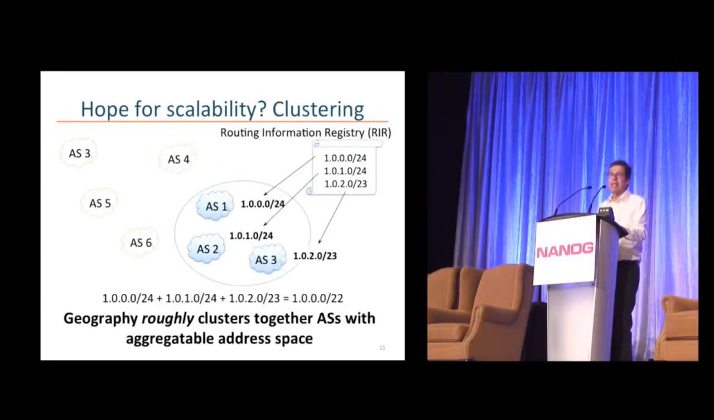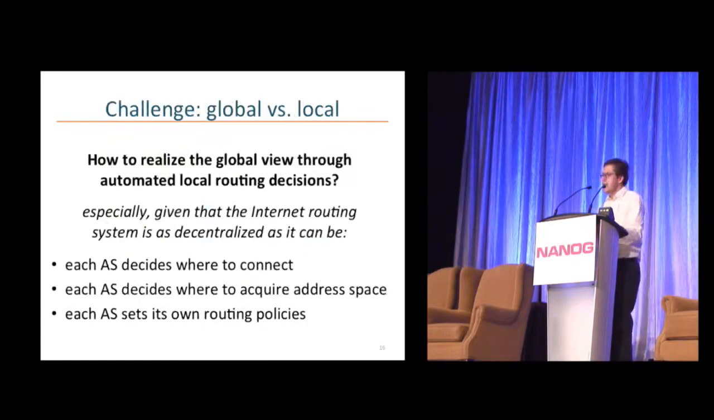The second aspect is that ASs that originate aggregatable address space are roughly clustered together. Routing information registries assign address space in a given geographic region, and ASs tend to connect to providers in the same geographic region. This is rough. Okay. So the challenge is, how do we realize this global view through automated local routing decisions?